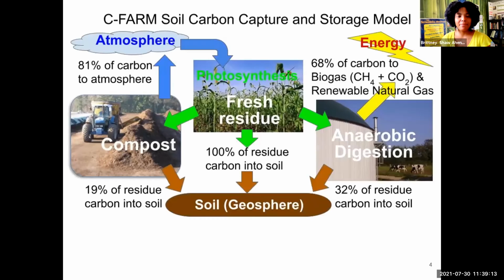Next slide. So with the fresh residue, do we want to send it through the composting mechanism? Do we want to send it to an anaerobic digester, or do we want to leave those residues on the field and see what happens in terms of carbon input and carbon output to maintain levels? Which method looks most promising with this model?